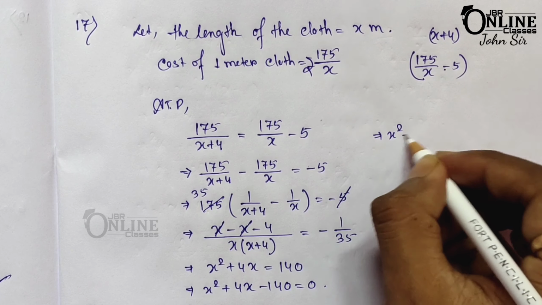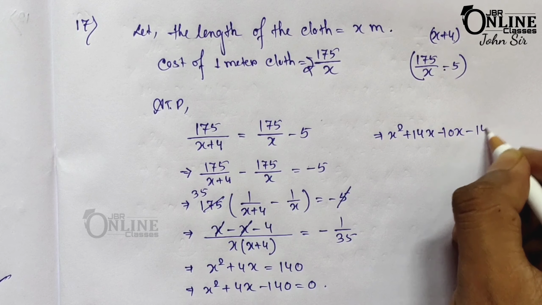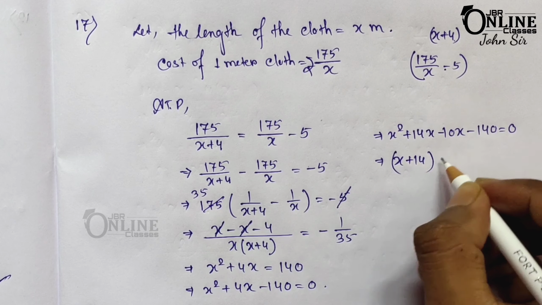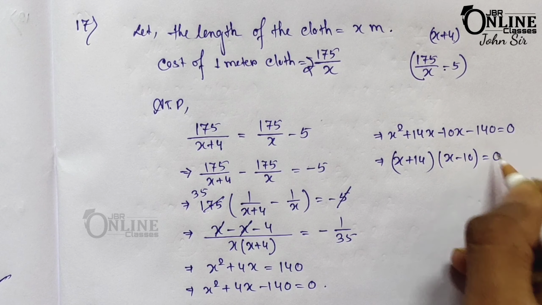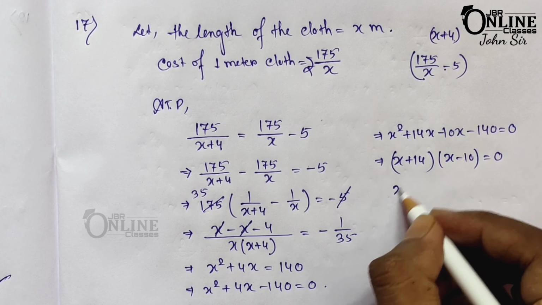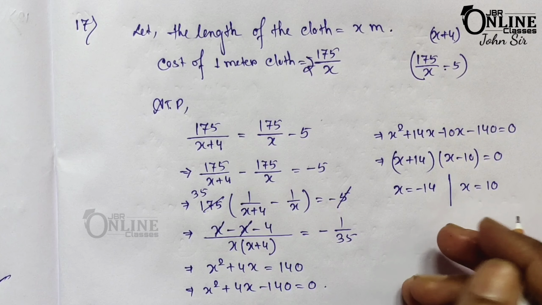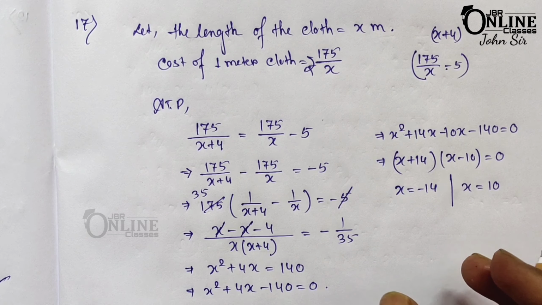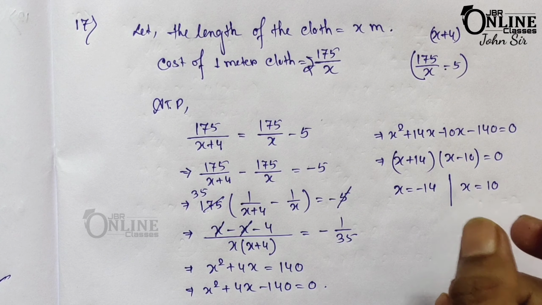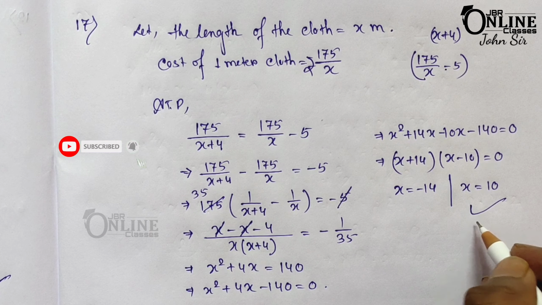Now x square plus 14x minus 10x minus 140 equals 0, and from that, x plus 14 and x minus 10 equal 0 are the two factors. From the first one x equals minus 14, from the second one x equals 10. As x is the length of the cloth, it is always positive. That means the required length of the piece of cloth equals 10 meter.